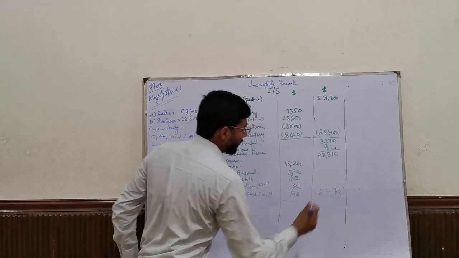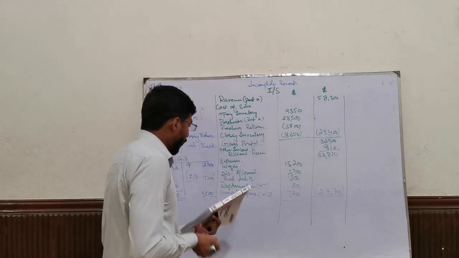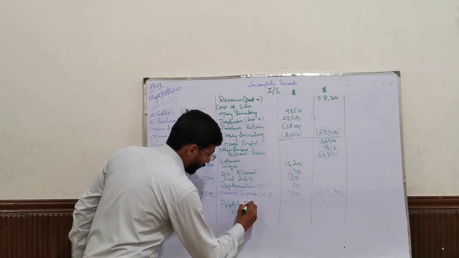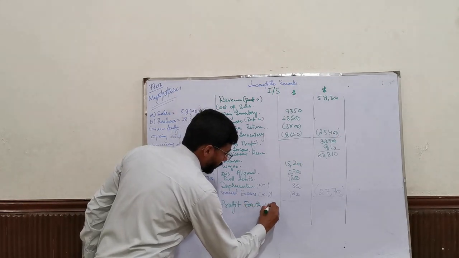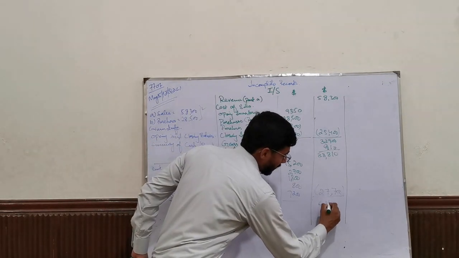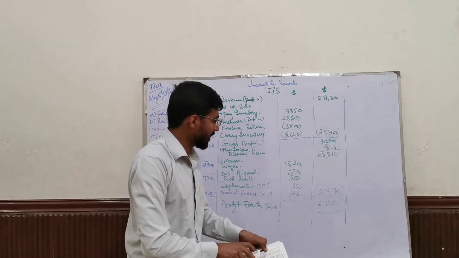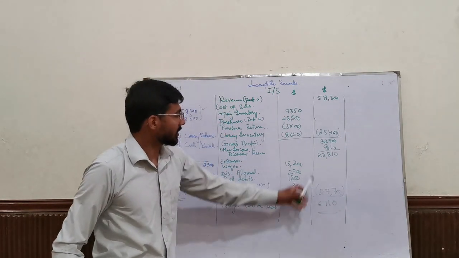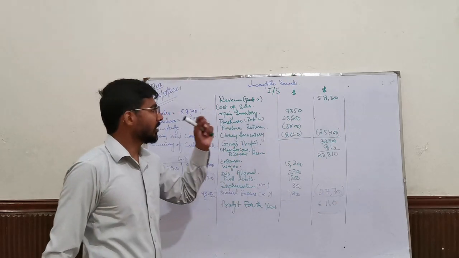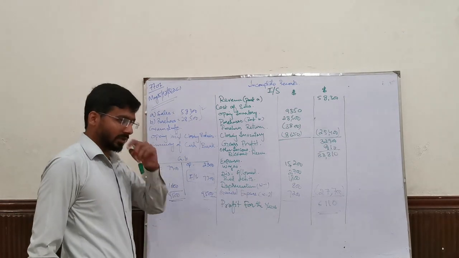I am going to subtract this, and what do I have is the profit for the year. Profit for the year, which is $6,110. This was gross profit. All the figures were given in the question. The only workings which I had to do were of depreciation and journal expense.